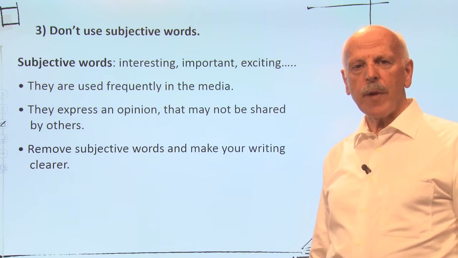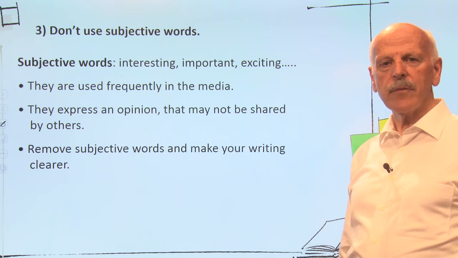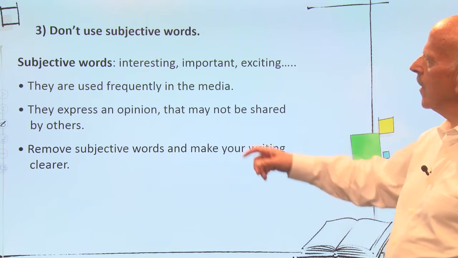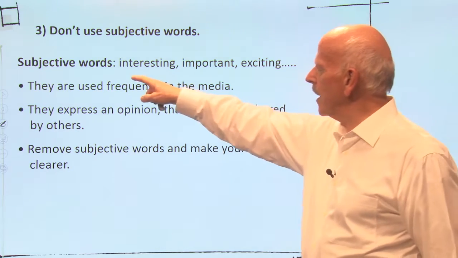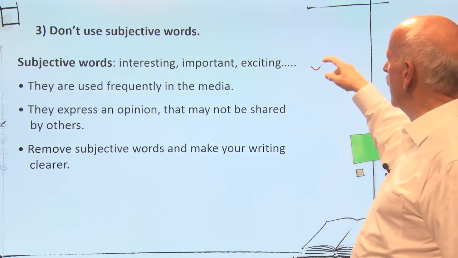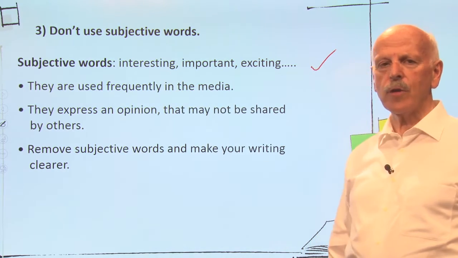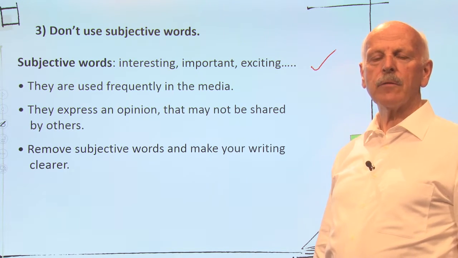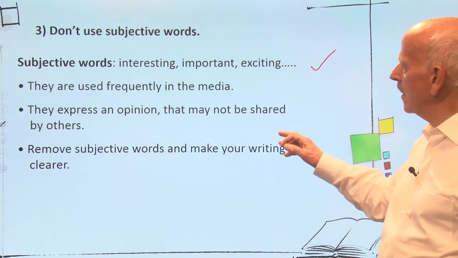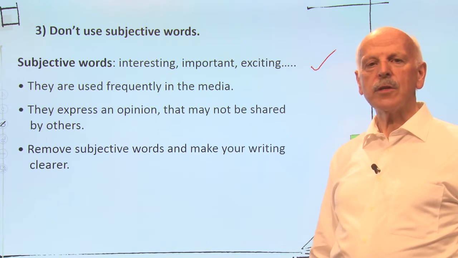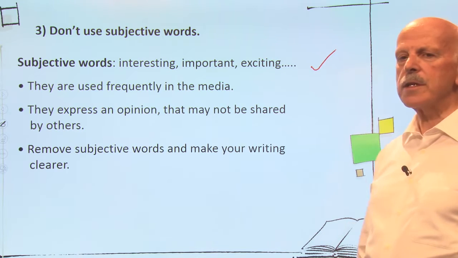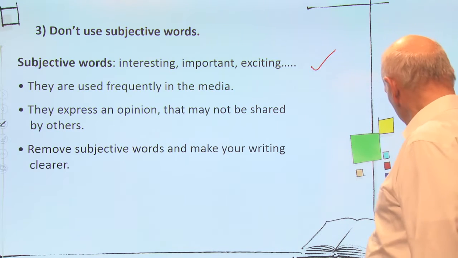A third way of making the writing clearer is to not use subjective words, especially in science. Interesting, important, exciting, they are all subjective words. They are all words that are the opinion of the writer. And that opinion may not be shared by other people. So remove subjective words and you make your writing clearer.